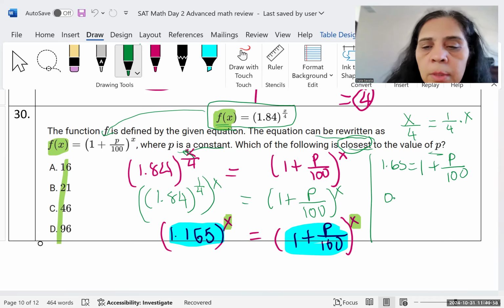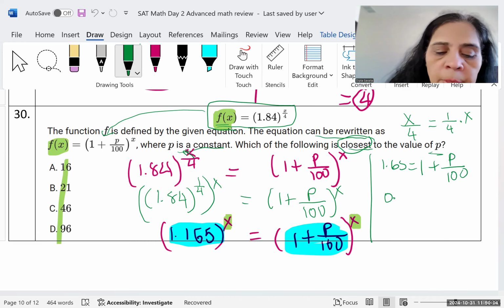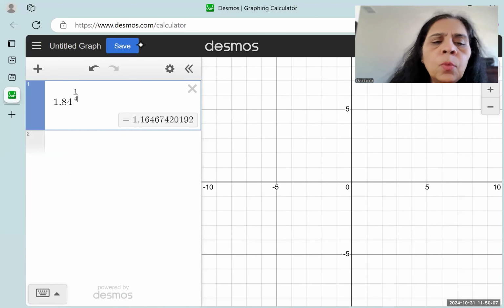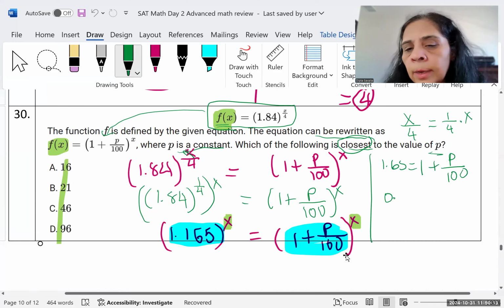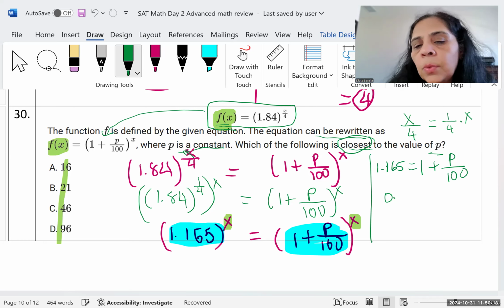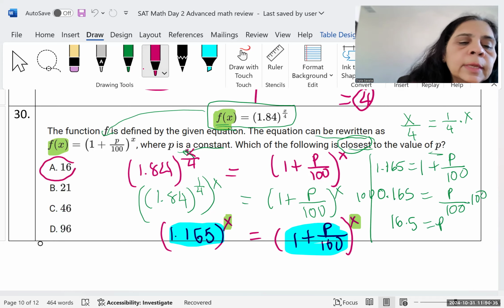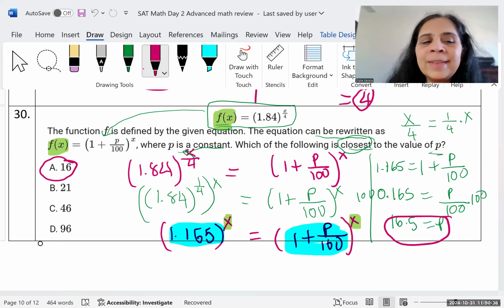No, give me 1 second. Yeah, if we subtract 1, let me check on calculator. I'm writing correctly. 1.165. Yeah, 1.165. Sorry about that. So we can see if you subtract 1, you will get 0.165. And then you multiply by 100 on both sides. So we'll get 16.5 is P. So my answer choice is 16. So P is 16. So that's it.